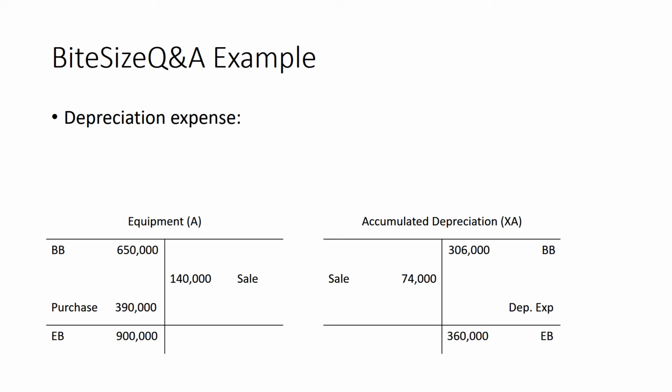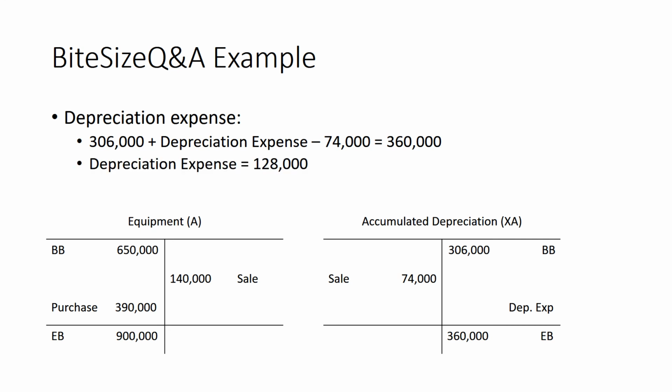What else do we need to calculate? The depreciation expense. Well, for our depreciation expense, we have to use our accumulated depreciation contra asset account. We know $306,000 plus the depreciation expense minus the $74,000 of sale must equal $360,000 of ending balance. So that means the depreciation expense must be $128,000.